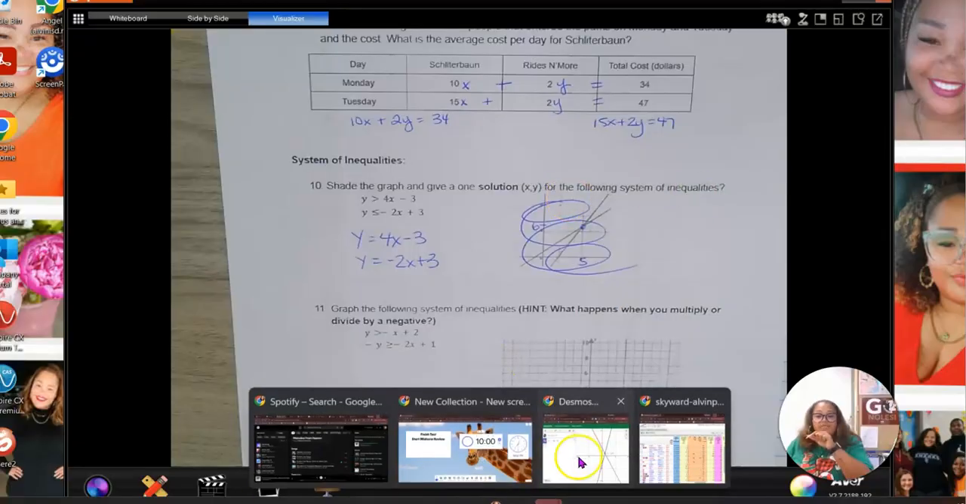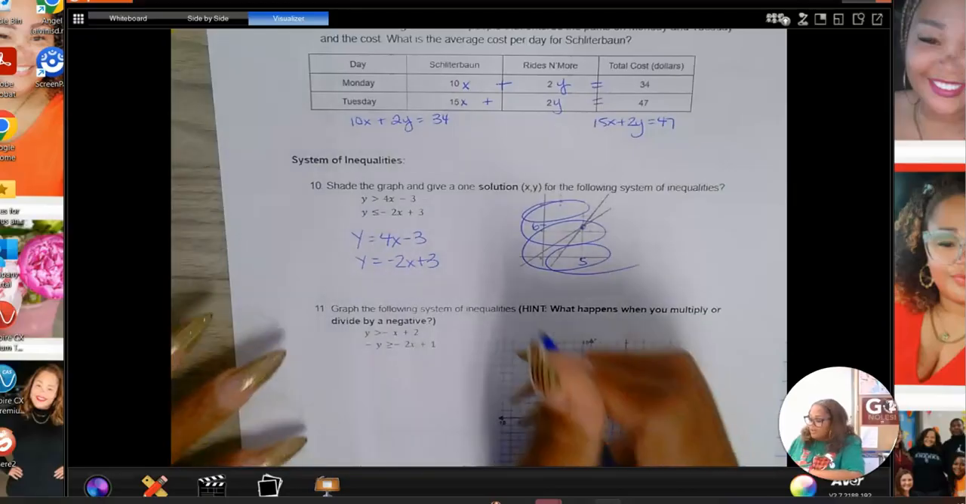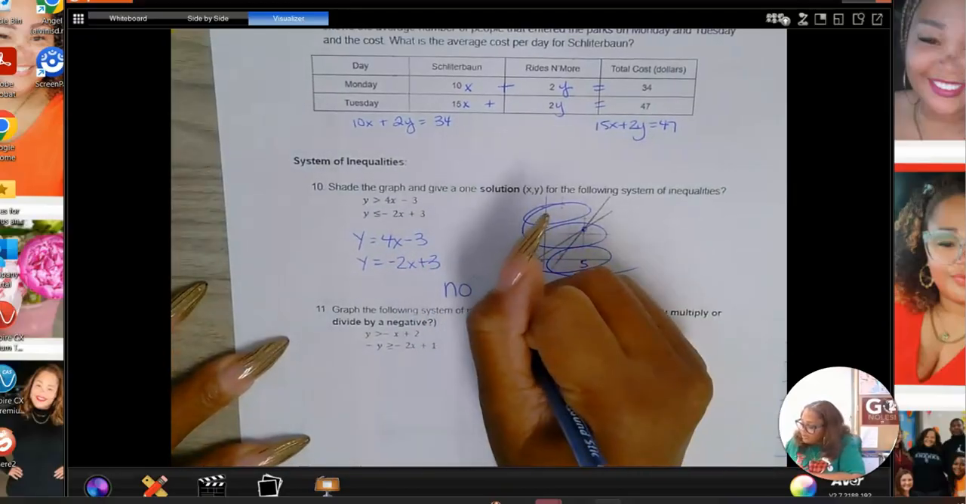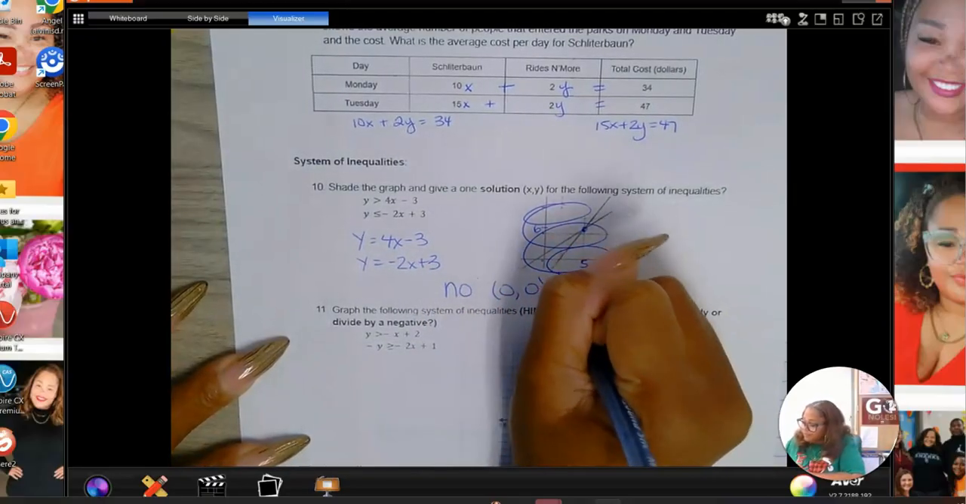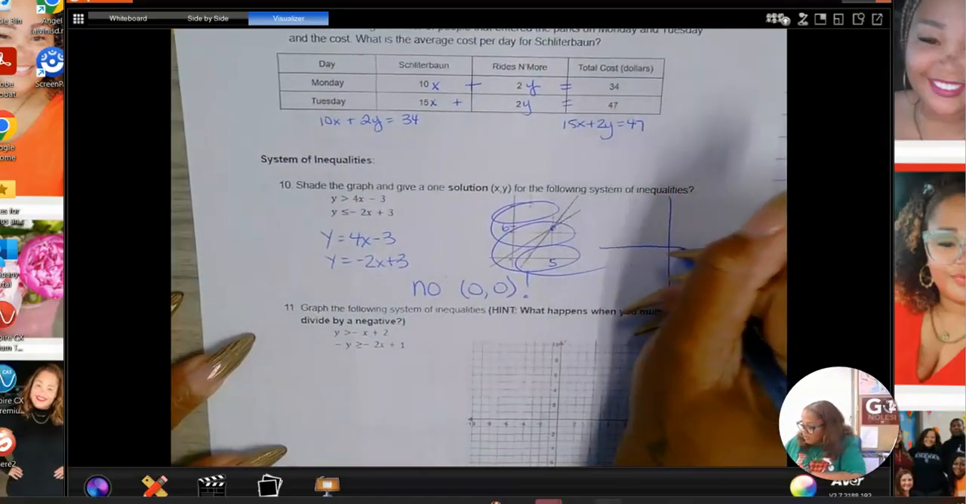So you also have to know where you're shading. Do you shade above or below here, and is it a dotted or solid line? And then you must find a solution. You may not use the origin. You have to know what it means. So you can draw your own little graph.